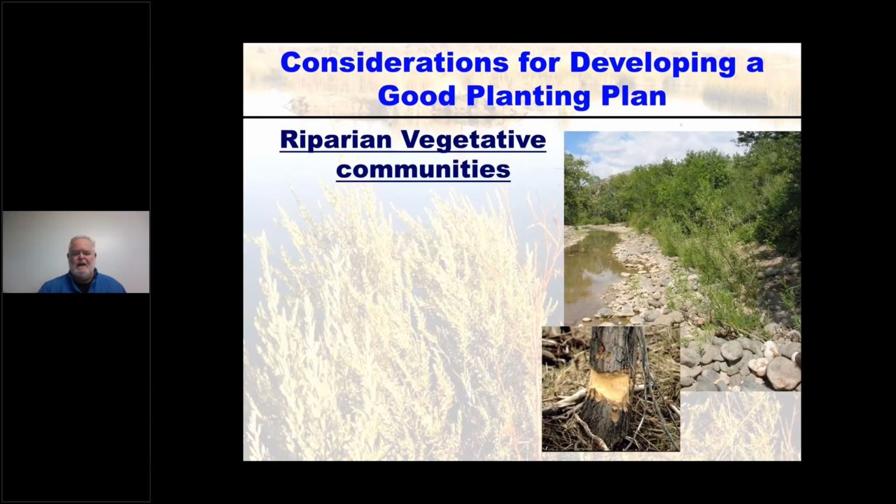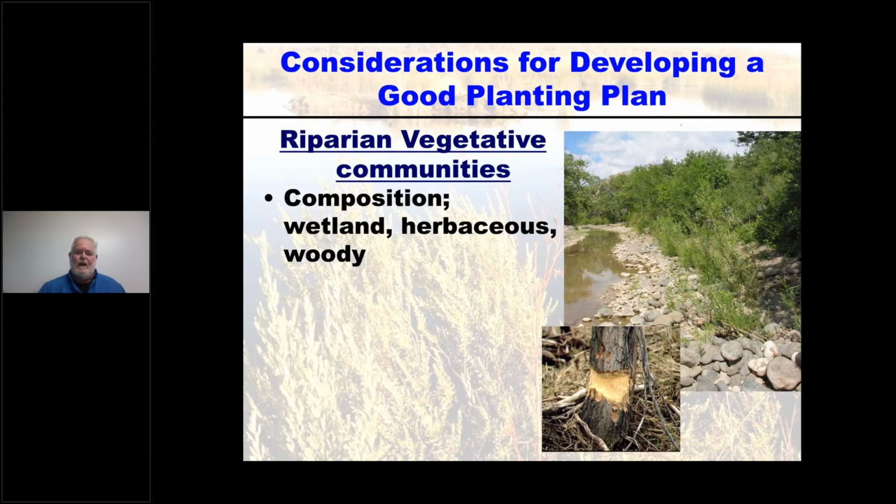So for riparian vegetated communities, when you're doing your inventory, you want to look at the composition of wetland plants, herbaceous plants, and woody plants. And those are pretty important so that you can get an idea of what you may need to add that isn't there, especially when you start talking about woodies, shrubs, and trees. That can be really, really important to get an idea of what's there and what is successful there and what isn't there. Next is condition, density, and diversity.